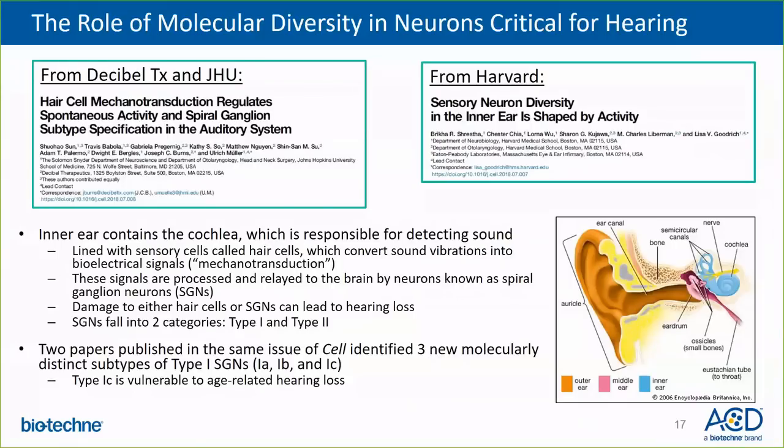Two papers were published in the same issue of Cell that identify 3 new molecularly distinct subtypes of type 1 SGNs, 1A, 1B, and 1C, and this was all identified by single-cell RNA sequencing, and they show that type 1C in particular is vulnerable to age-related hearing loss.